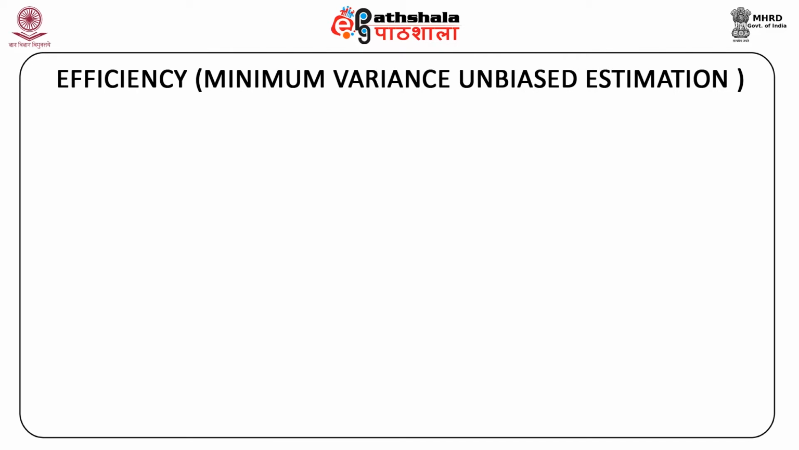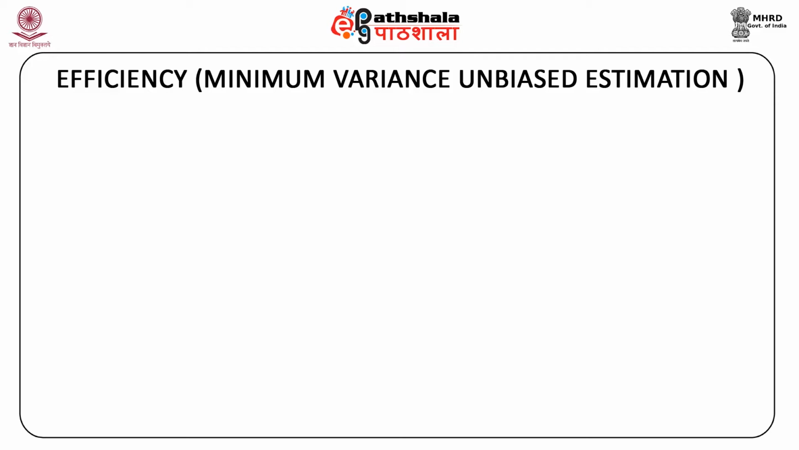The minimum variance unbiased estimator, or MVUE, is also called an efficient estimator. Efficiency is linked to economic cost of a sample. The most efficient estimator requires the smallest sample size for the same level of precision as any of the other estimators.